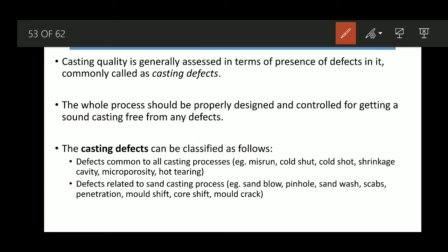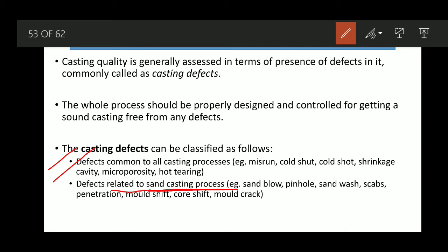Now, what are the most common casting defects? The different common casting defects can be classified like this. There may be some casting defects which are common to any kind of casting process, like misrun, cold shut, shrinkage cavity, hot tearing, microporosity, etc. These are the defects common to all kinds of casting processes, and there are certain defects which are specific to the sand casting process only.